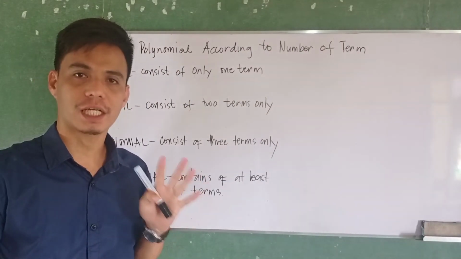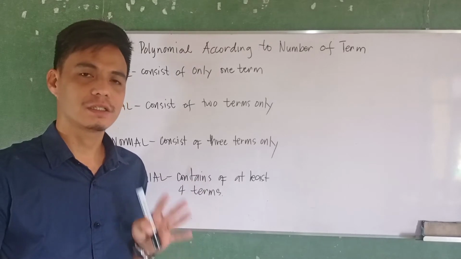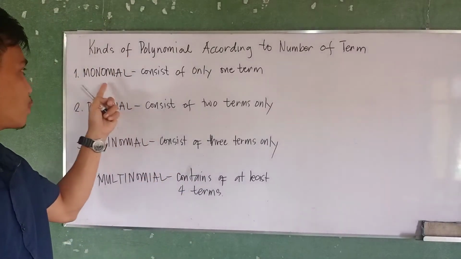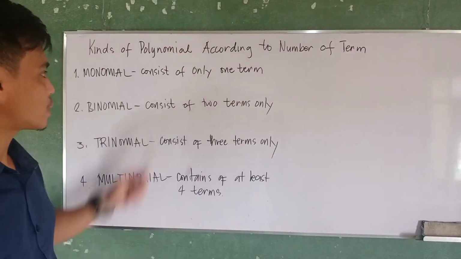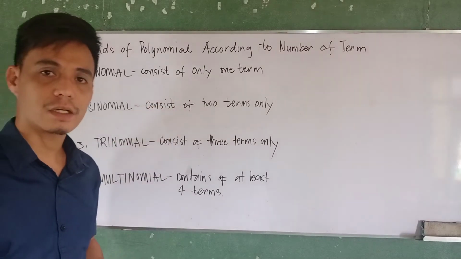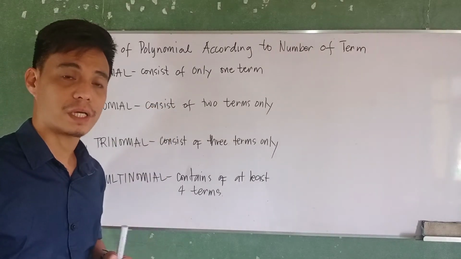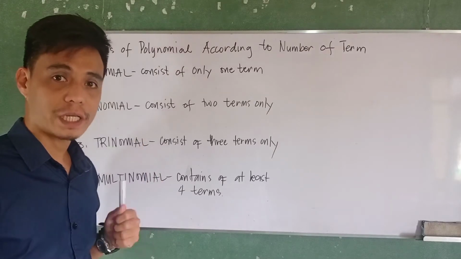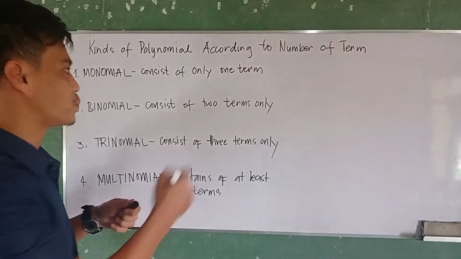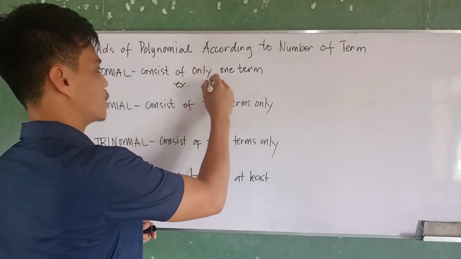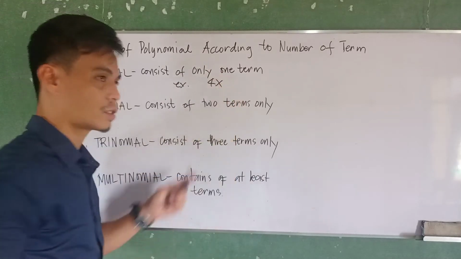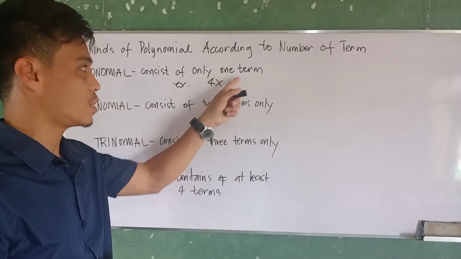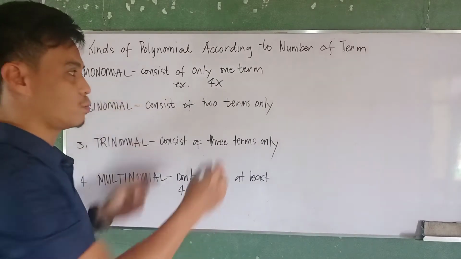Okay, so proceed naman tayo ngayon sa kinds of polynomial according to number of terms. So meron tayong 4 na klase ng polynomial. So una is the monomial. Monomial consists of only one term. So isang term lang meron sa monomial. Walang operations na involved. Isa lang. So example is 4x. 4x is one term. So therefore, that is a monomial.